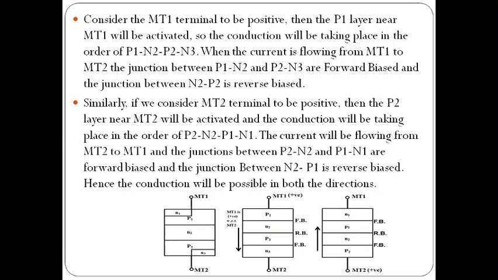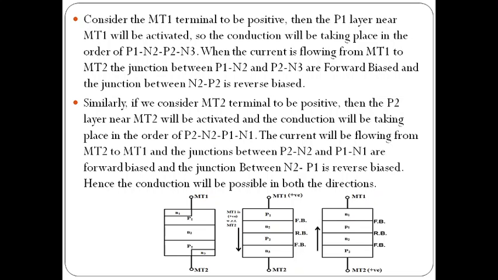Yes. So we can discuss the operation of the DIAC by considering when MT1 is positive and when MT2 is positive. When MT1 is positive with respect to MT2, and the second one, MT2 is positive with respect to MT1. Two cases. Yes, so you can observe the internal structure of the DIAC: N1, P1, N2, P2, N3 layers. Initially we are considering MT1 is positive with respect to MT2. So that will be mentioned in this slide.